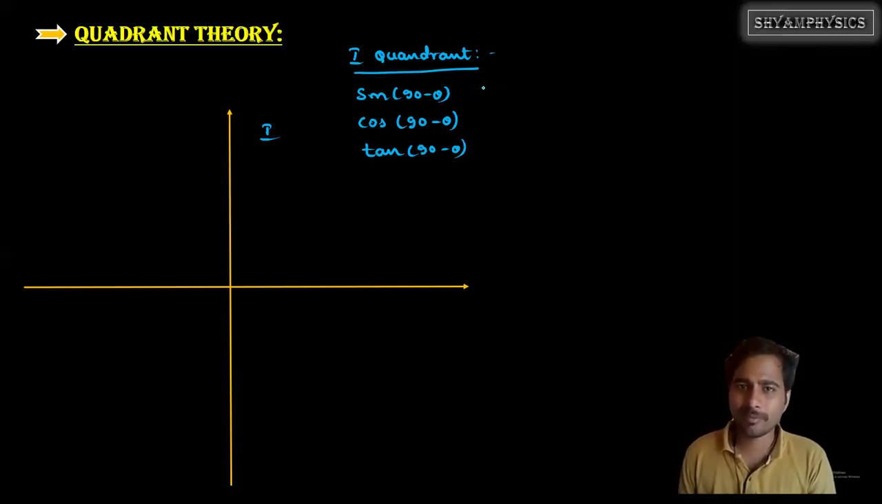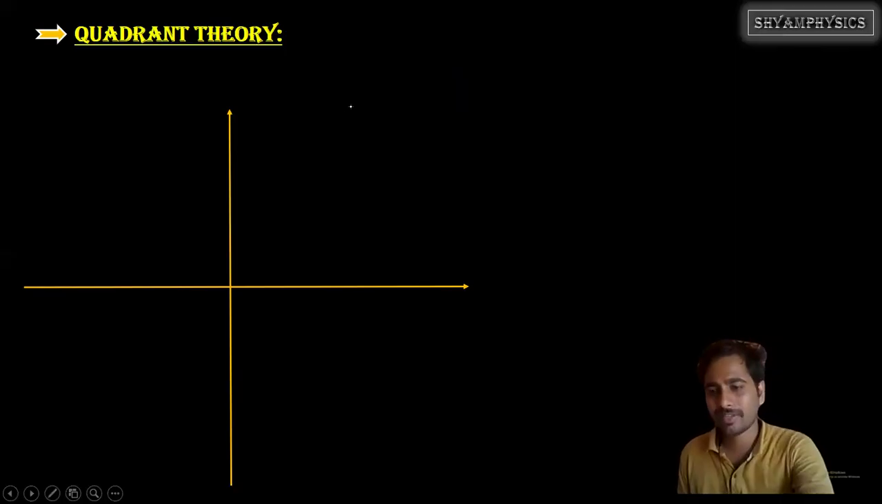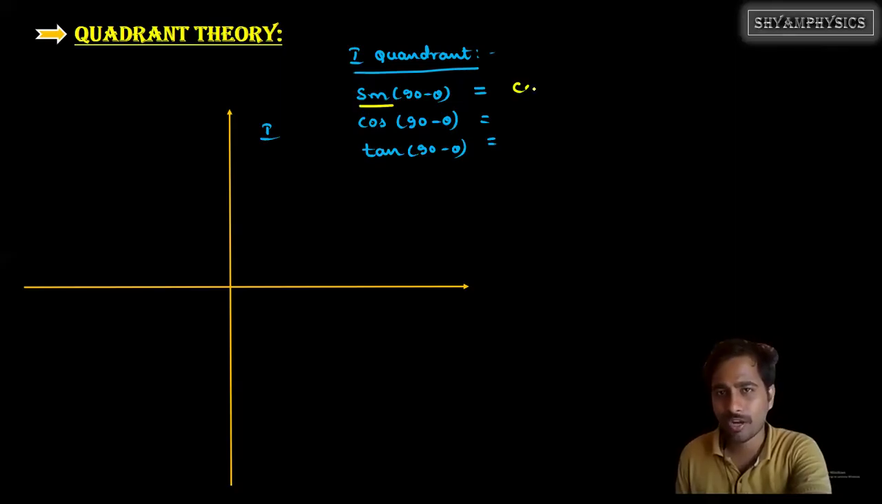Correct now? Now tell me, 90 minus theta is there means first what we need to change? The trigonometric function we need to change. If it is sine, then we need to write this one in terms of cos theta. If it is cos, we need to write sine theta. If it is tan, we need to write here this one with cot theta.